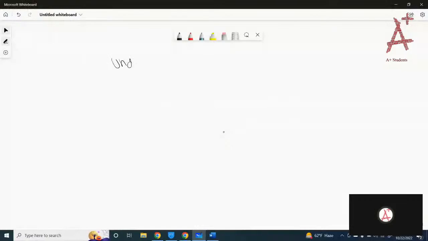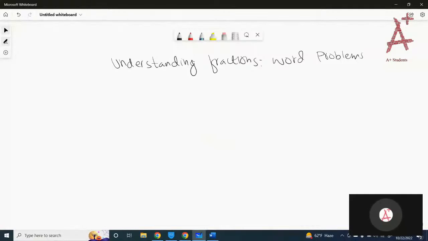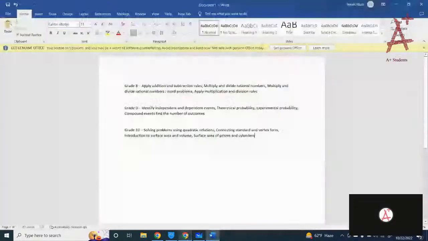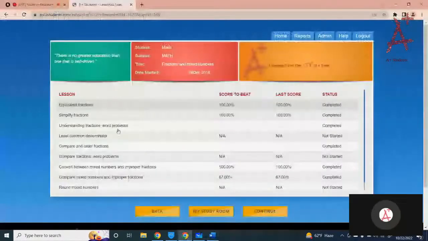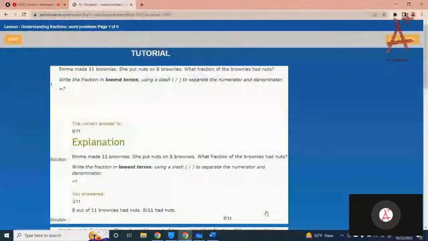word problems. So let's start with understanding fractions word problems. Okay, let's start with the examples. Let me read the questions. Okay, let's start with the first one.